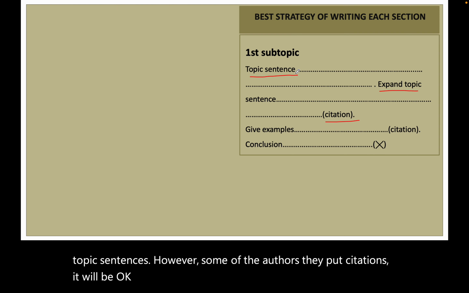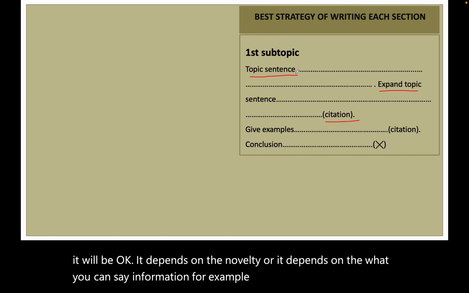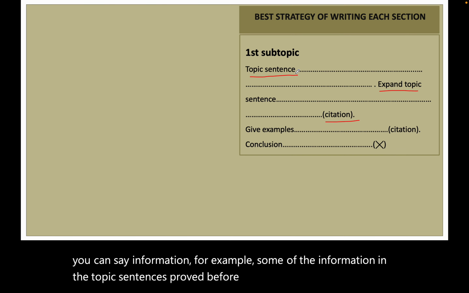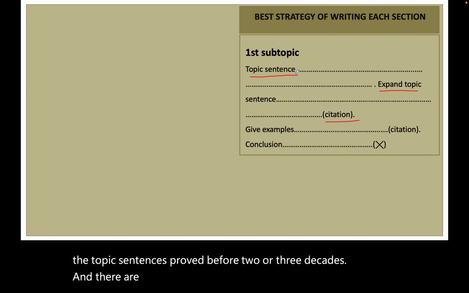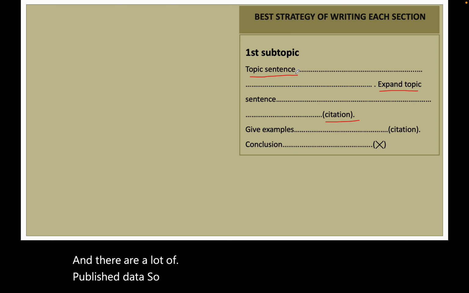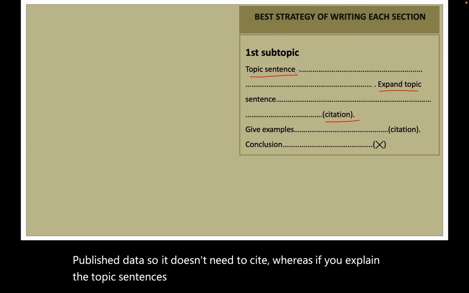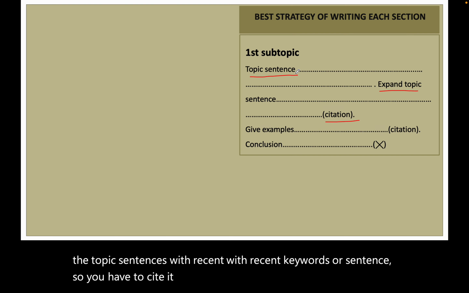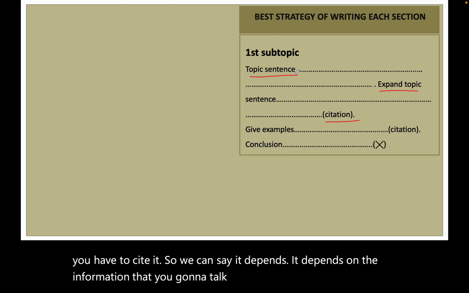It depends on the novelty, or on the information. For example, some of the information in the topic sentences was proved 2 or 3 decades ago, and there is a lot of published data, so it doesn't need to be cited. Whereas if you explain the topic sentences with recent keywords or sentences, then you have to cite it. So we can say it depends on the information that you are going to talk about in the topic sentences.